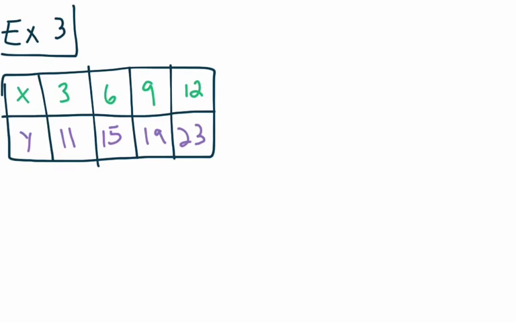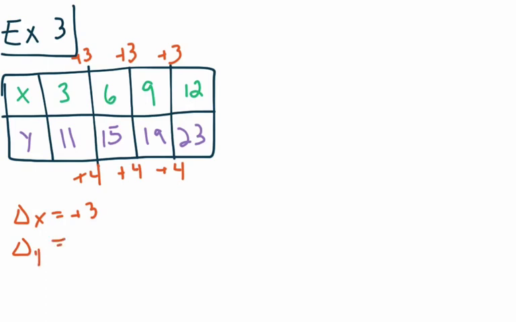For our third example, we can see that the x values, we're going up by 3 each time. So we have +3, +3, +3. And our y values, we can see that those are going up by 4 each time. +4, +4, +4. So our value for delta x equals +3. Our value for delta y equals +4. So our slope, therefore, is going to be 4 over 3. One more example to go through.